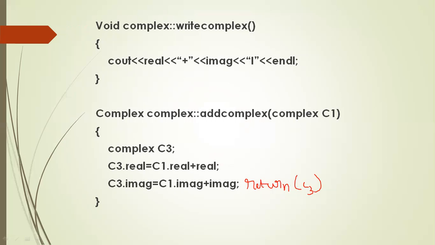Similarly, if you are writing one more function called subcomplex, it is like this. The return type is complex, because the subtraction of two complex numbers is another complex number. Subcomplex, in the brackets complex C1 or C2, it is left to you. Then complex C3. C3 dot real equal to C1 dot real minus C2 dot real, that is, C3 dot real equal to C1 dot real minus real. C3 dot image equal to C1 dot image minus image. And return C3.